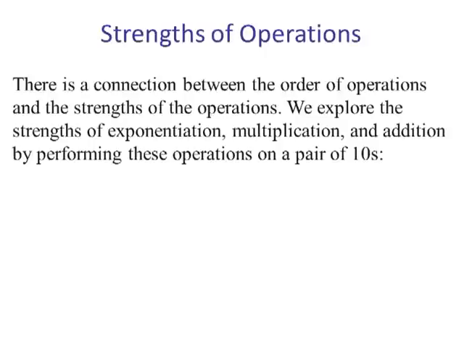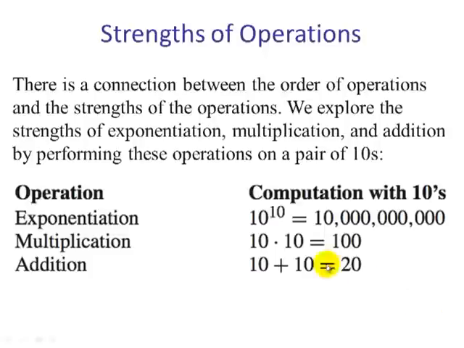There is a connection between the order of operations and the strength of the operations. We'll explore the strengths of exponents, multiplication, and addition using a pair of tens. So if we take 10 and raise it to the 10 power, that is going to be a lot larger than 10 times 10, and 10 times 10 is larger than 10 plus 10. So this is the reason why we do addition last, because it's the weakest operation. This is the reason why we do exponents before we do multiplication.